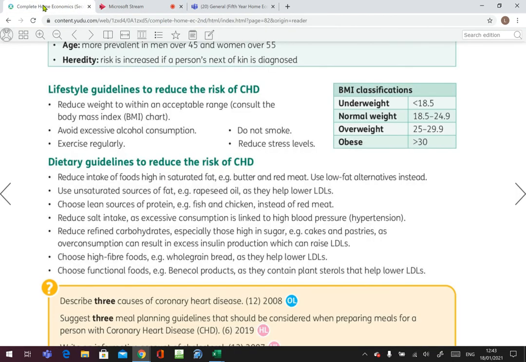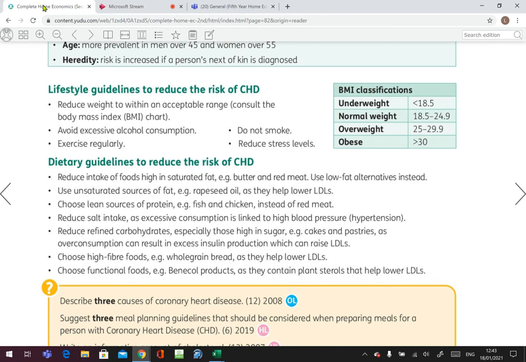We can reduce our intake of foods high in saturated fats, such as butter and red meat. So use your low-fat alternatives instead. Go for chicken or fish. Use unsaturated sources of fat like rapeseed oil. So what's the one I use? Crisp and Dry. That's rapeseed oil. It's probably one of the better ones. A lot of coronary doctors, the cardiologists would recommend that. They lower LDL. Choose your lean source of protein like fish and chicken, as I said.